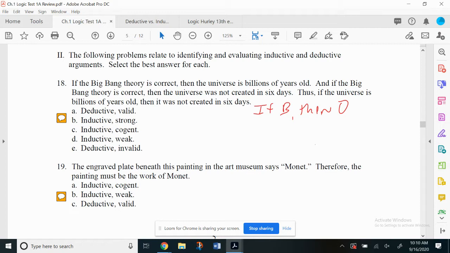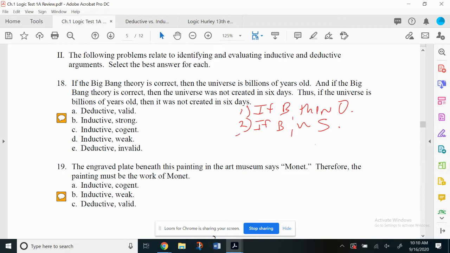So O represents old. And if Big Bang Theory is correct, so you might say that's premise one, premise two. And it seems to repeat itself: if Big Bang is correct. And once again, where did I get that? This first one, right before the comma. So the if is an antecedent, the then is a consequent. You can look back to that part of the chapter. Then the universe was not created in 6 days. So I'll say not S, or not 6 days. So those are two conditional statements.